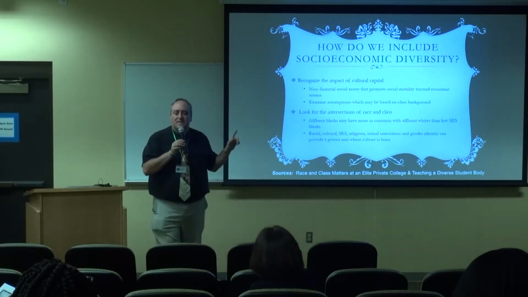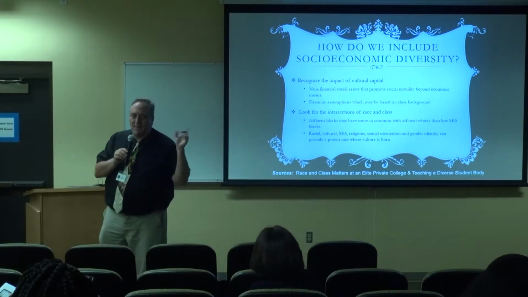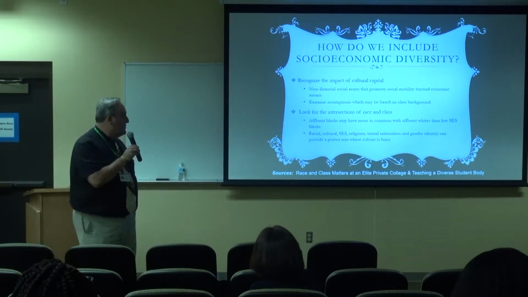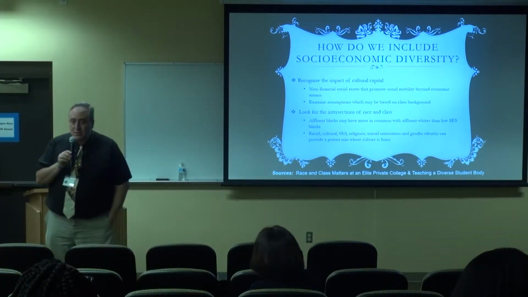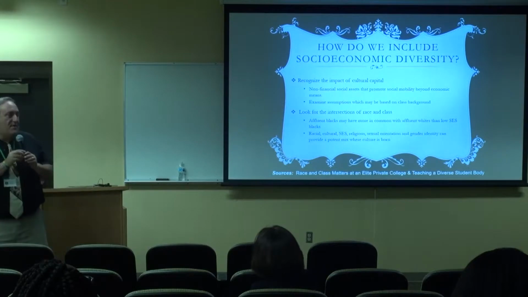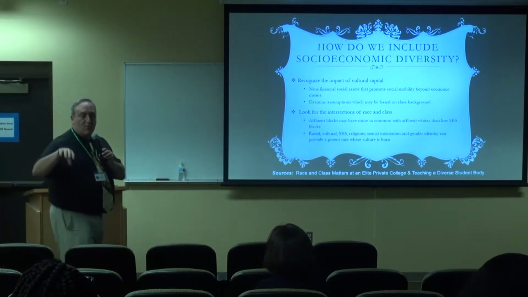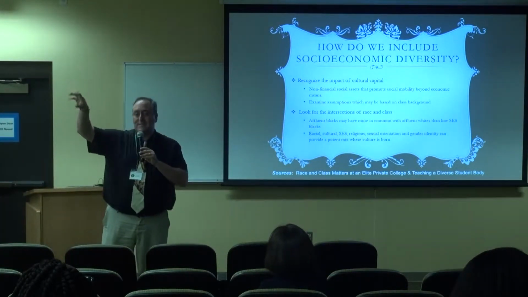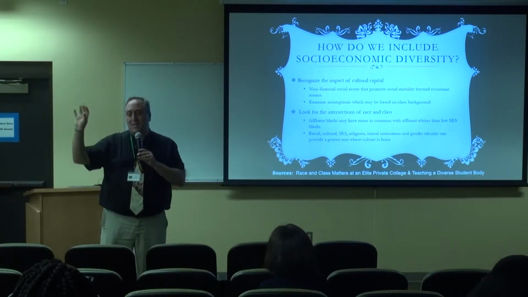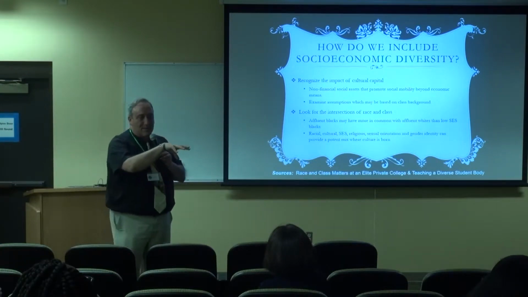So Elizabeth Aries did a phenomenal book. It's in the references if you want to read it. She was at Amherst College in Massachusetts. She did a study of 4 groups. She divided students into 4 groups. She had high SES whites, high SES blacks, low SES whites, low SES blacks, and African Americans.